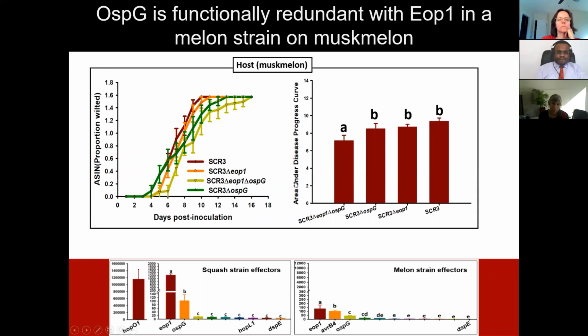The loss of OspG alone did not affect virulence, but the loss of this effector in combination with Eopt1 resulted in reduced virulence. So we suggest that OspG is one of the effectors that's probably compensating for the loss of Eopt1.